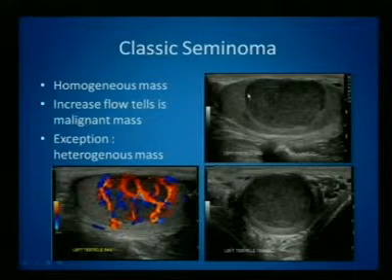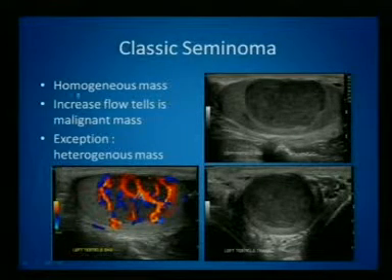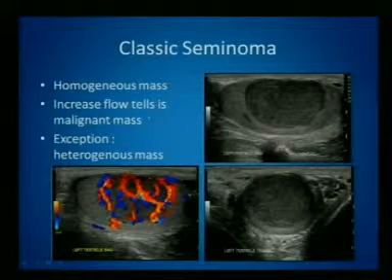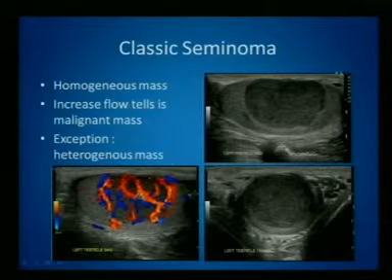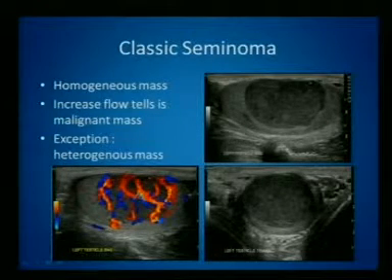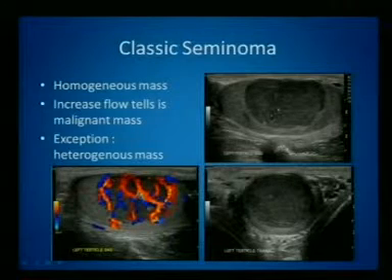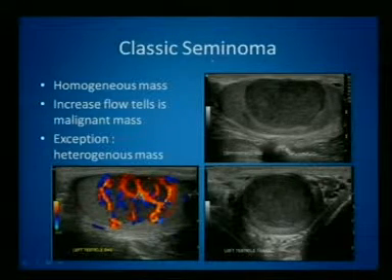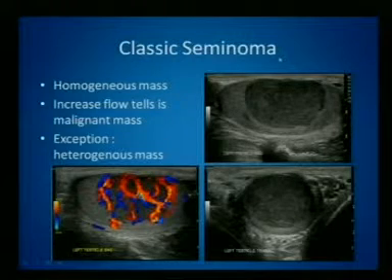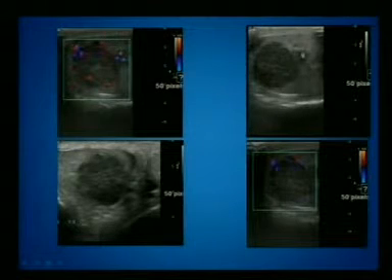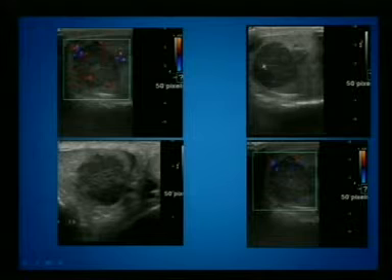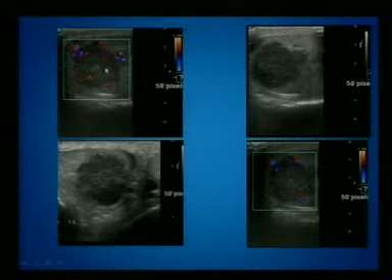Here is an example of a classic seminoma. Usually it is a homogeneous mass with increased flow, but sometimes there is an exception and it can be heterogeneous. You see here in the mid-portion of the testis a homogeneous hypoechoic mass with increased vascularity. At histopathology, it is a classic seminoma. Another patient, 25 years old, with a right testicular mass, also has a slightly homogeneous mass with increased flow, proven to be another classic seminoma.